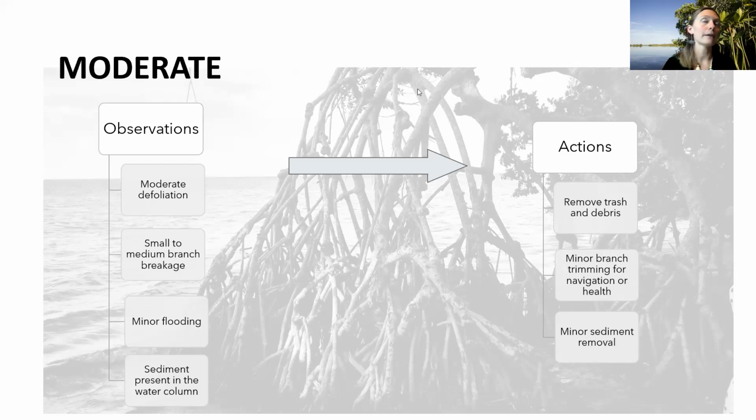So if you have large branches that have broken, but they're not fully off the tree, and they are blocking maybe sunlight for some seedlings that are nearby, it would probably be good for that mangrove tree to go ahead and trim that broken branch off and remove it from that situation so those smaller seedlings can have a better chance.